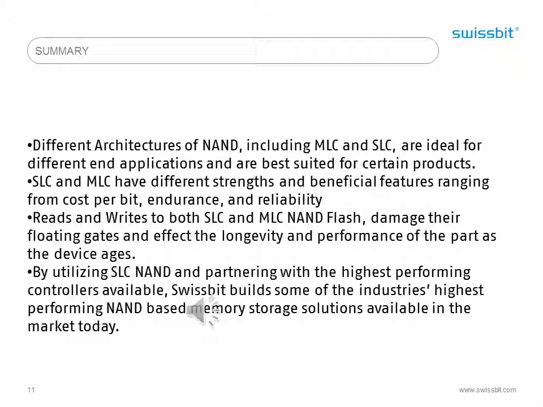Utilizing the correct architecture of NAND in the right end product application is key when considering a NAND memory storage solution. Both SLC and MLC are subject to NAND cell damage over time as reads and writes occur, but utilizing SLC NAND and partnering with the highest performing controllers and firmware solutions available, Swissbit builds some of the industry's highest performing and most reliable NAND-based memory storage solutions available in the market today.